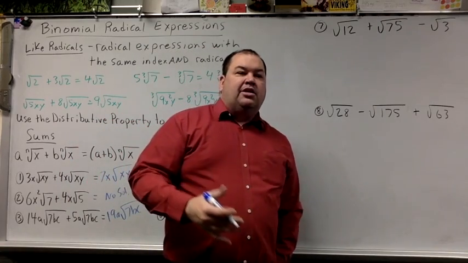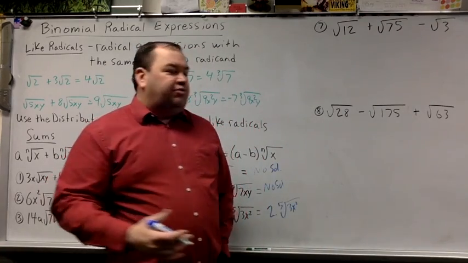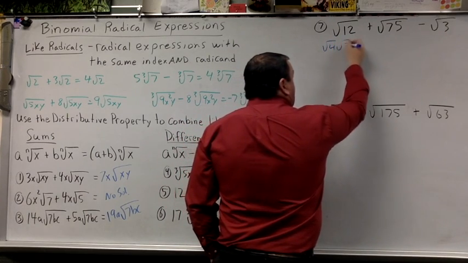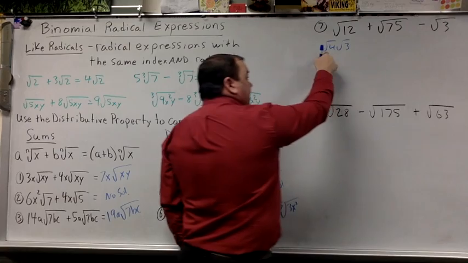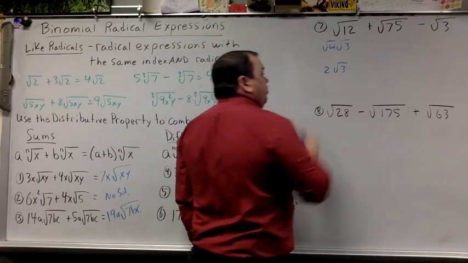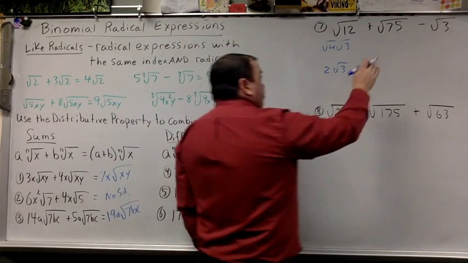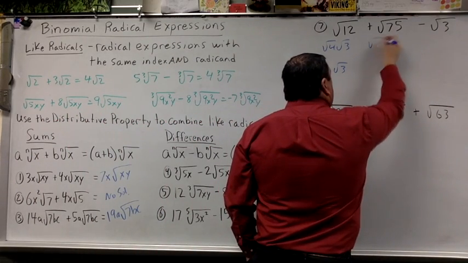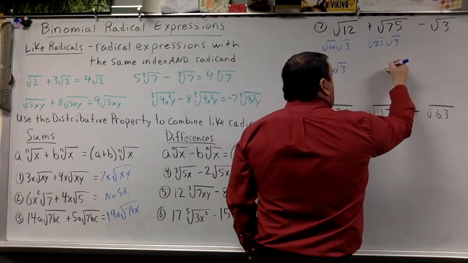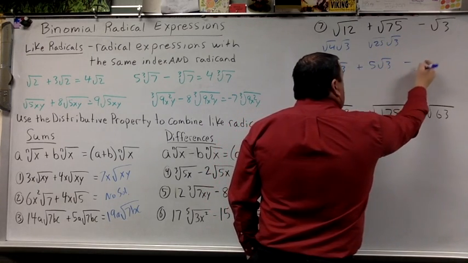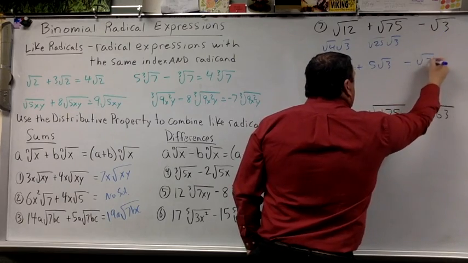Let's take a lesson from our multiplication and our simplification of these radicals. I can break this 12 down into a part that I can do, part that I can't. So I'm going to do that. I can break the 75 down. Something I can do, something I can't. Nothing I can do with the 3.